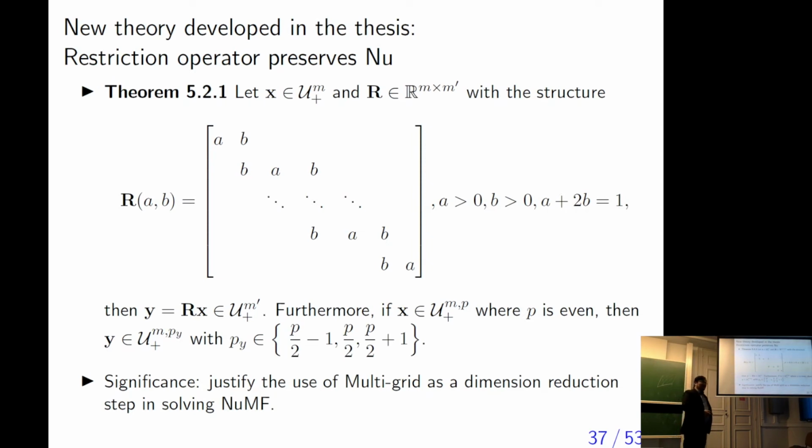And why multi-grid? Why not PCA? Why not sampling? Because multi-grid preserves unimodality. For example, you have a vector X. Multi-grid says that instead of working on X, you work on Rx, and R has this structure. And there's a theorem: if X is unimodal at position P and P is even, then the solution vector Y after the compression will still be unimodal, and P shifts at most one position. That means you can still find the P of X if you know the P of Y. This theorem justifies the use of multi-grid.